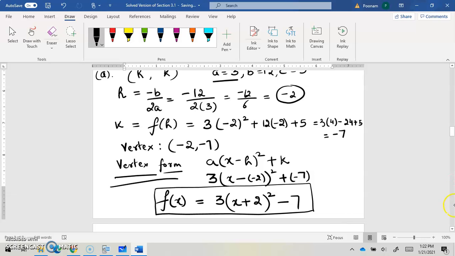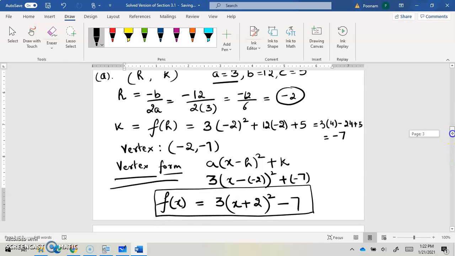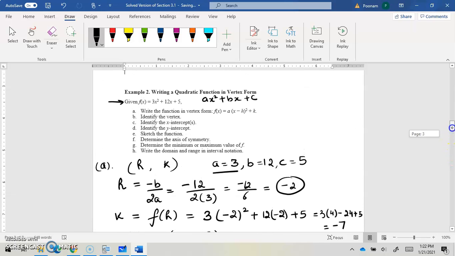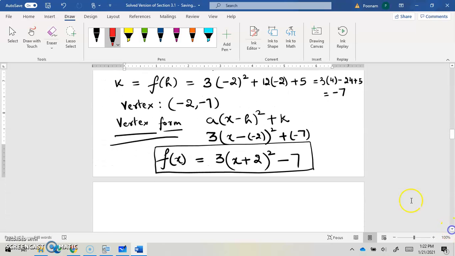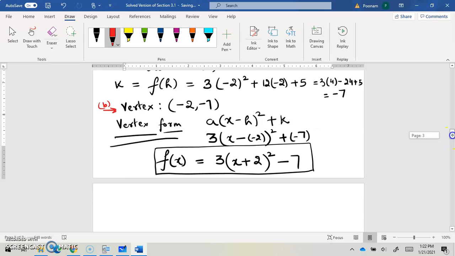Okay. Let's see what the second part asks us. Identify the vertex. We kind of already did that, right? This is part B, and to write the vertex form we already found the vertex here. So that is part B also. So we covered part A and part B. What's next?